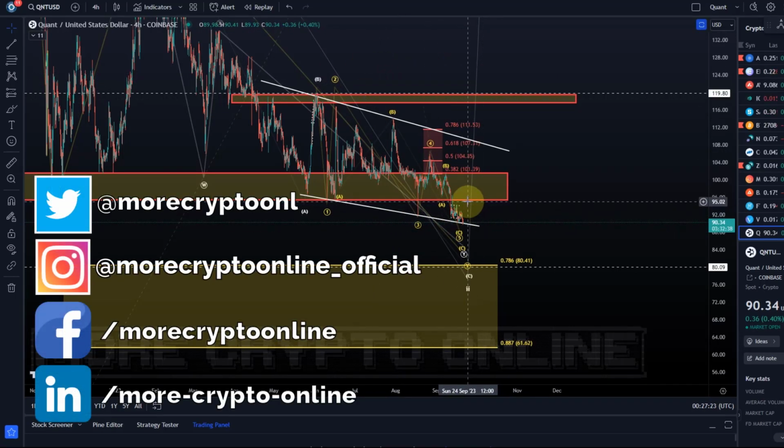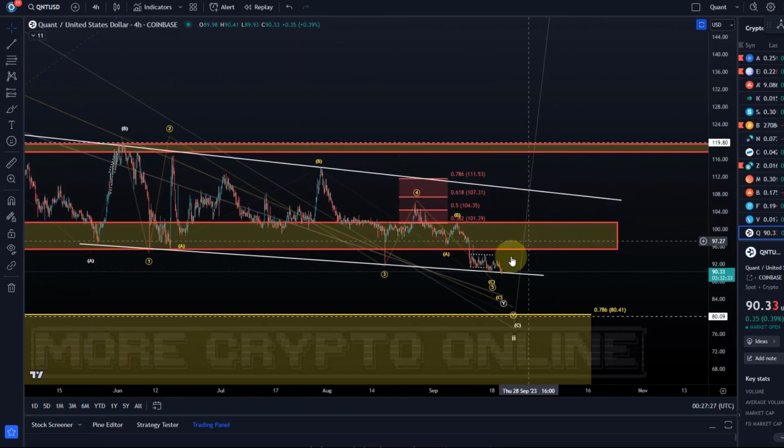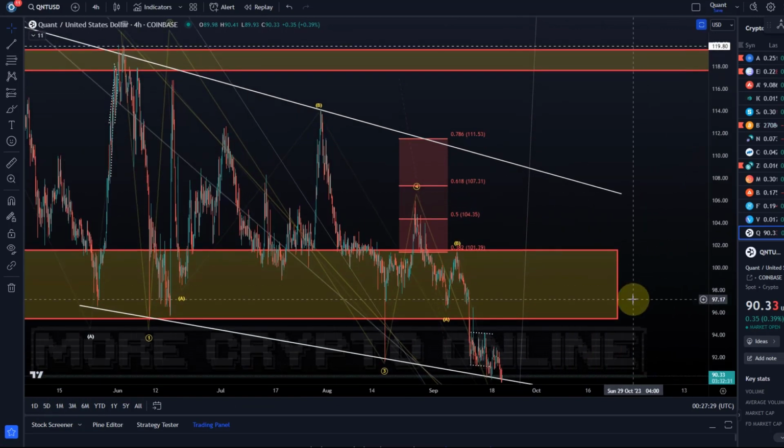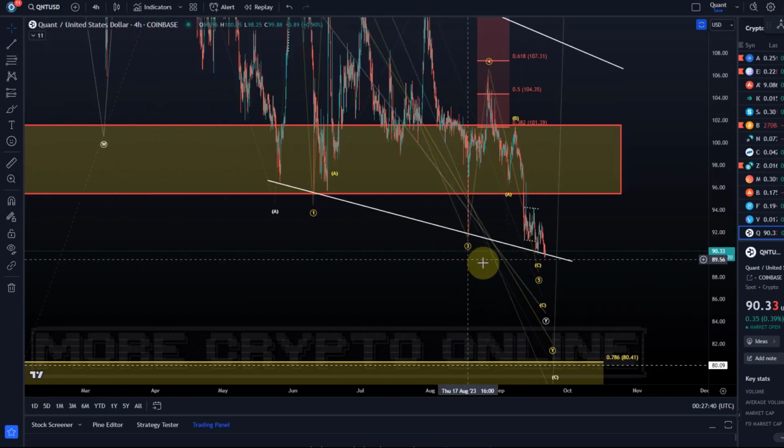QNT doesn't show any strength today, and it actually made another local low here again. As you can see, it's just trying to break through this trend line. It hasn't broken it, but it's sort of moving along this trend line. It's really trolling support here. And at the moment, it seems like it wants to break it.